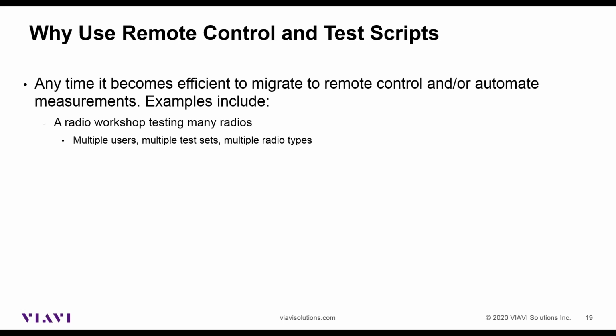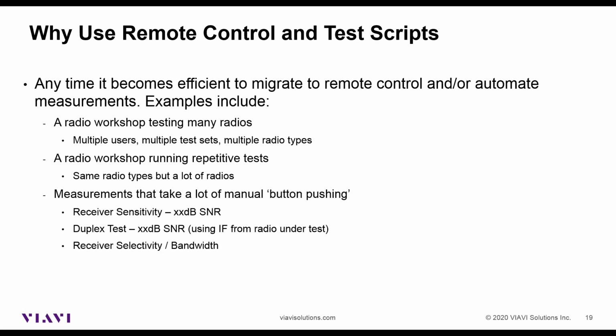If you're in a radio workshop, for example, and you have multiple test sets and multiple radio types, a lot of radio throughput, make it more efficient, speed it up. You can sort of de-skill the process. You don't de-skill fixing the radios or necessarily tuning them, but in terms of testing, you can de-skill that and speed it up. If you're running the same radio types, but lots and lots of those radios, tens, hundreds a day or a week, again, automate some of that testing.